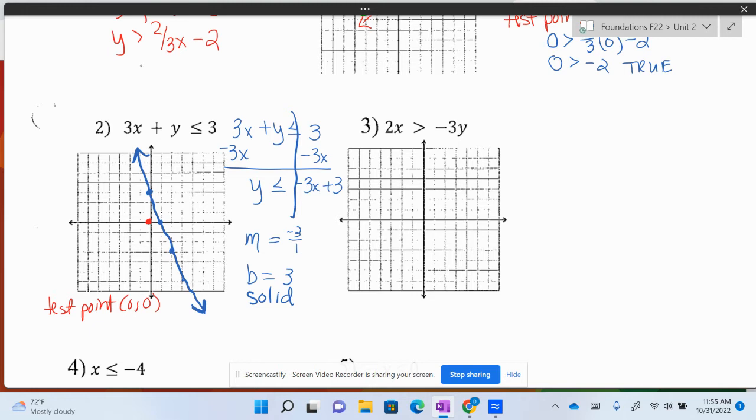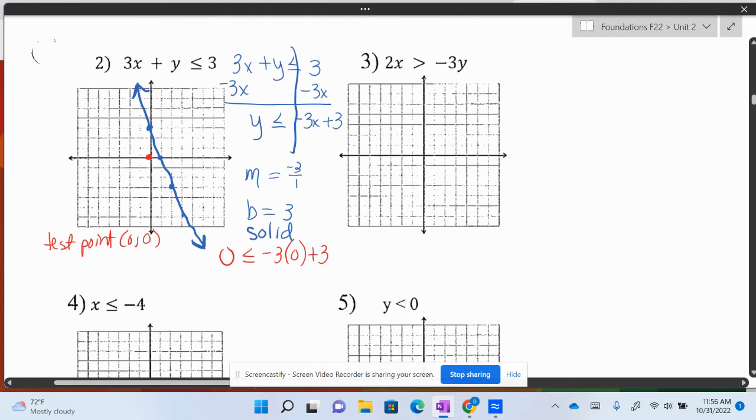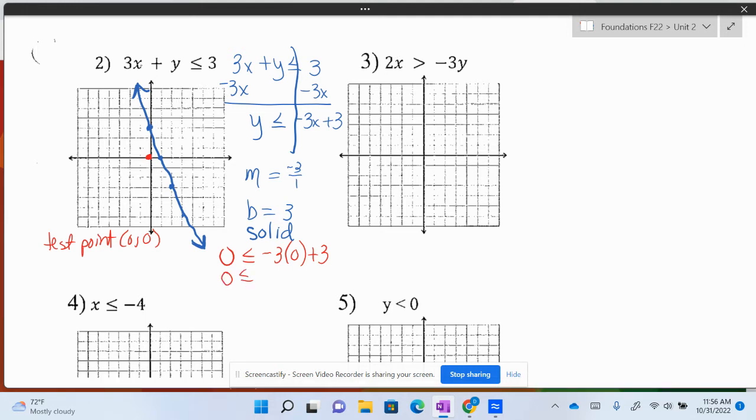So I'm going to replace the y with a 0. Is 0 less than or equal to -3 times 0 plus 3? Is that true? Is 0 less than or equal to 3? Because that's what you end up with, right? Yeah, that's true. So we're going to shade on this side.